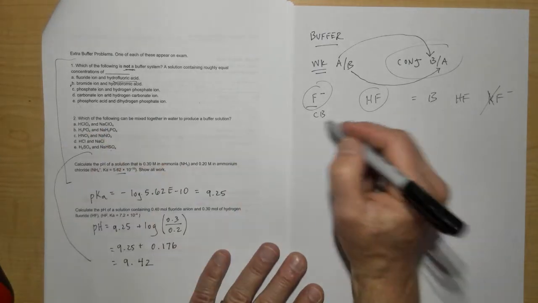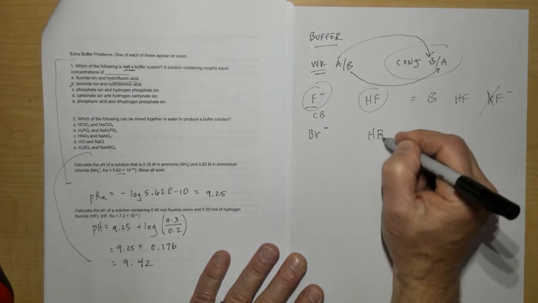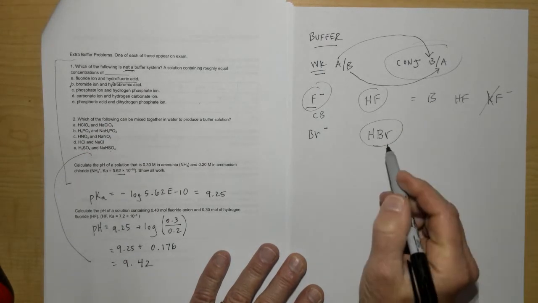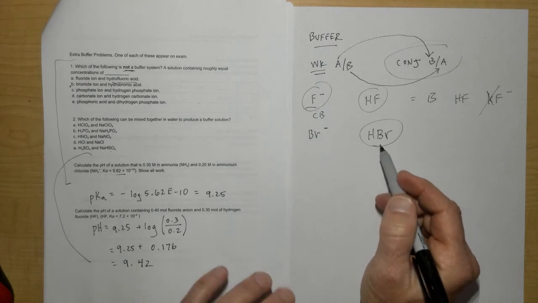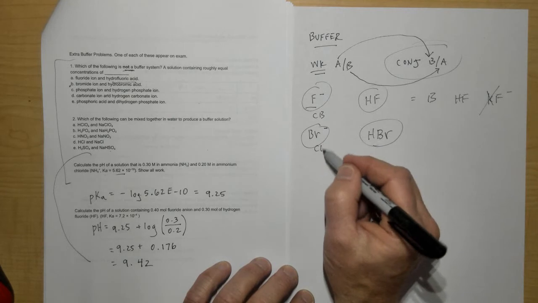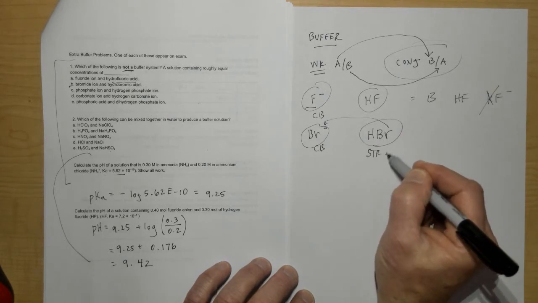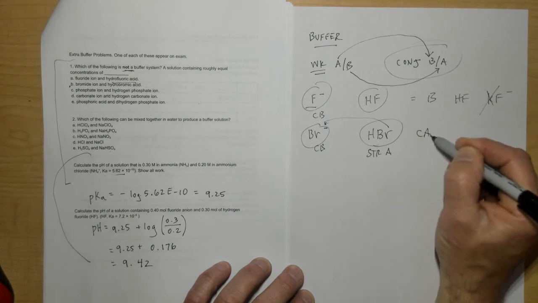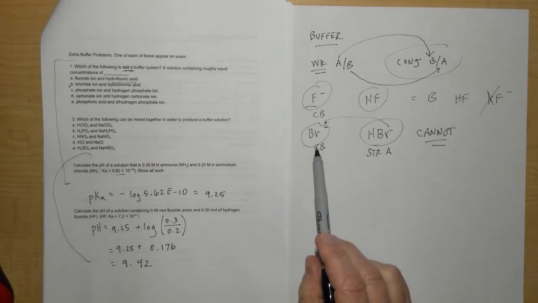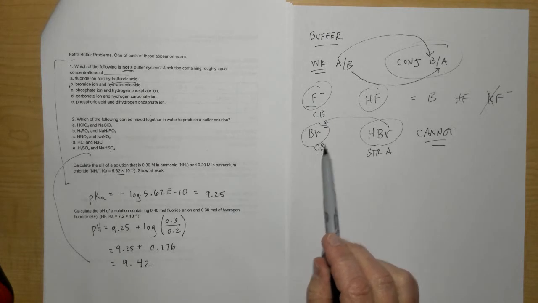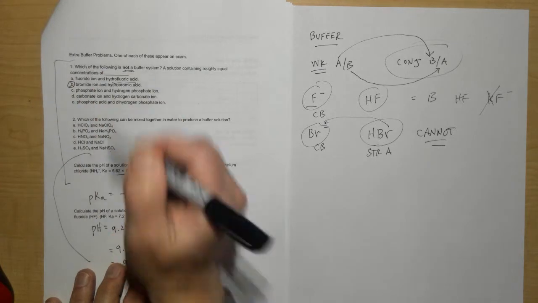Looking at B, bromide ion and then hydrobromic acid. This is an acid, but it is not a weak acid. Remember HCl, HBr, HI, H2SO4. This is the conjugate base of this, but it's not from a weak acid. This is a strong acid. So this one cannot be a buffer because bromide is not going to be a very good base at all. It's not going to want to get protons. And so this is the answer to this question. It cannot be a buffer.